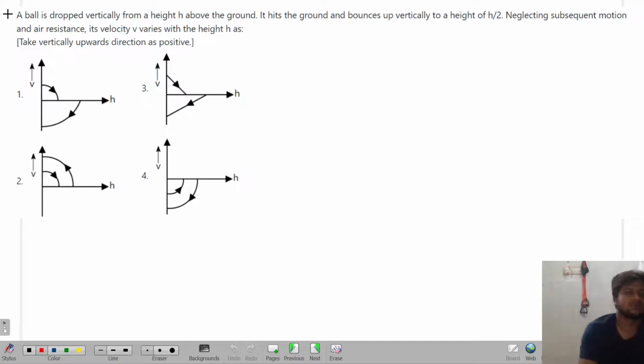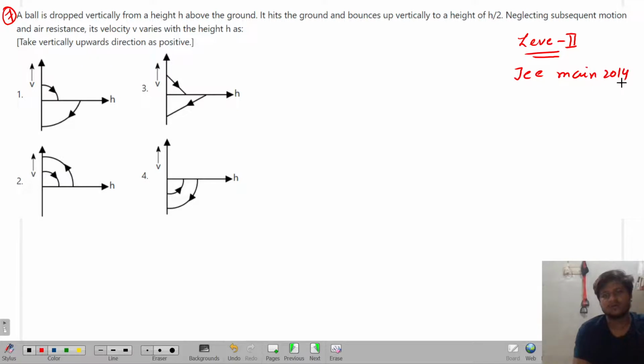Question number 7. I'll repeat this question. A ball is dropped vertically from a height h above the ground. It hits the ground and bounces up vertically to a height of h by 2. Neglecting subsequent motion and air resistance, its velocity v varies with the height h as... It's really a good question. Level 2 only, because this is of JEE Mains, JEE Mains 2014.